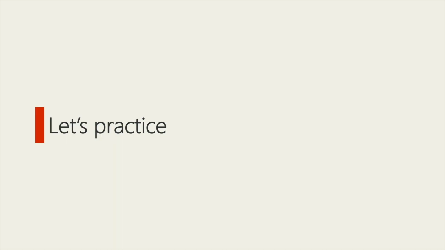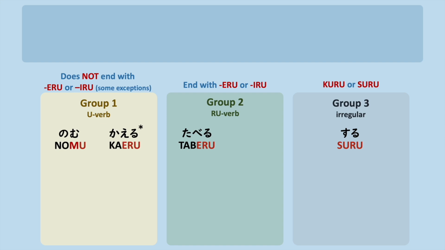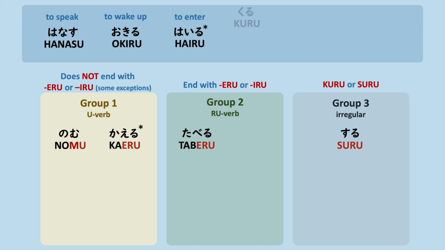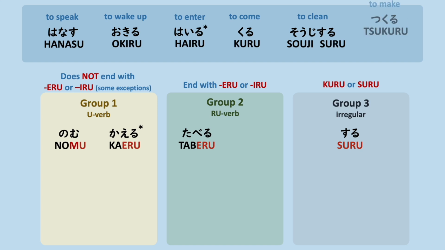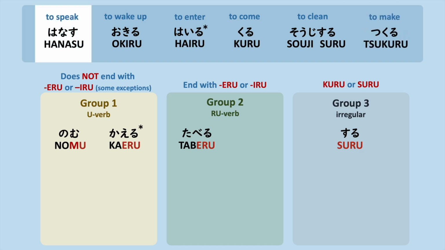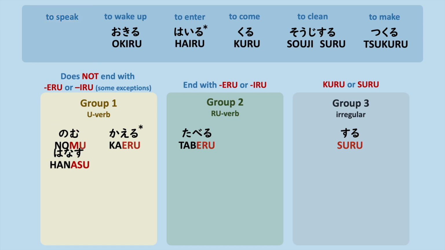Let's practice with more verbs. Here's 6 more verbs. 話す, to speak, 起きる, to wake up, 入る, to enter, 来る, to come, 掃除する, to clean, 作る, to make. Let's start with 話す, to speak. Which verb group is this? It's clearly not the irregular verb because it's not 来る or する. Does it have the る ending? No, 話す doesn't have the る ending, so 話す is u verb, group 1.